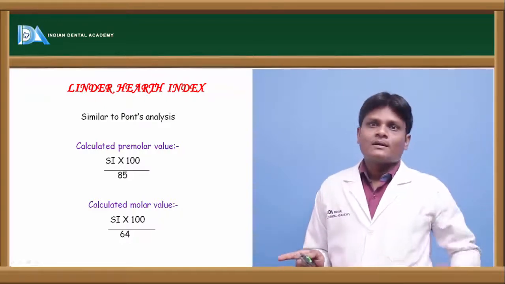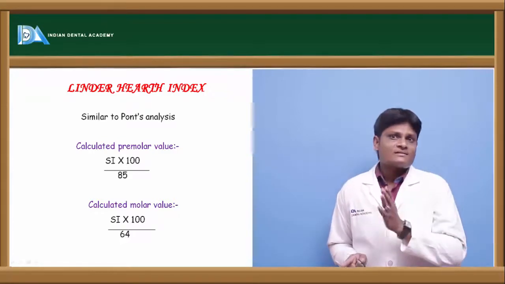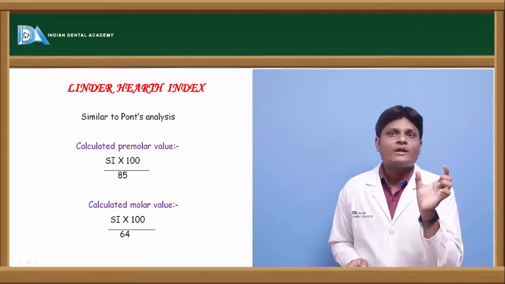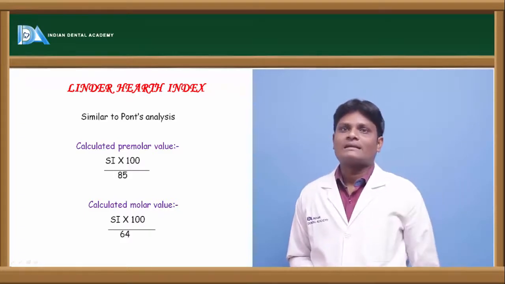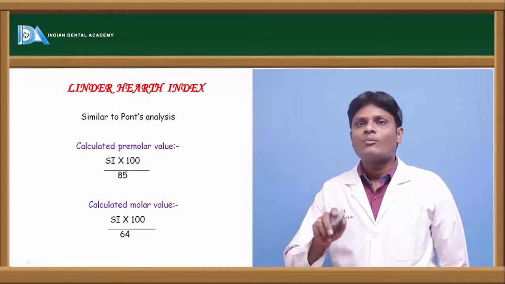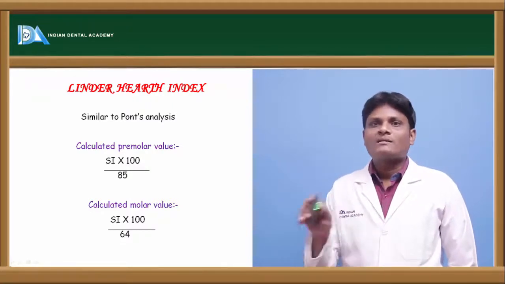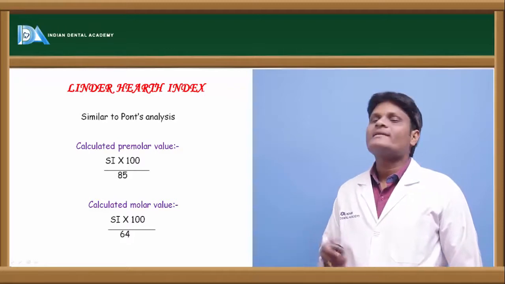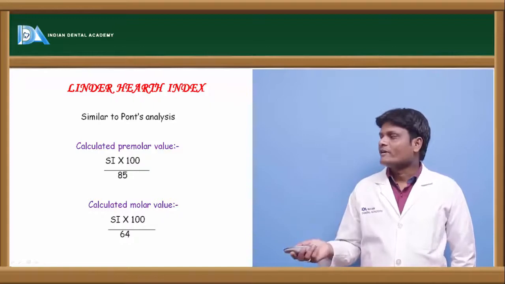That means the difference between Pond's and Linderhirth's analysis is that Linderhirth says the calculated premolar value is less than that calculated in Pond's analysis. This is the only difference between Pond's and Linderhirth's index. Apart from this, both are the same. Even the calculated molar value in Linderhirth's index is the same as that in Pond's analysis.